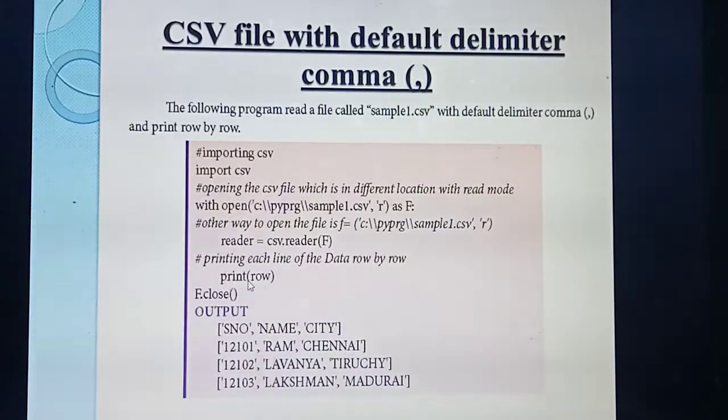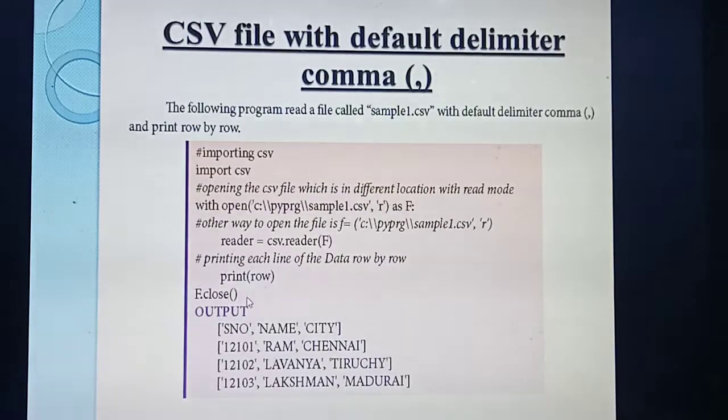Next you are going to print each thing row by row. So print row of. You are going to print each data or each field as a row. Next, last thing, you need to close the file. What's the file object? f. So f.close of. Understood the program?